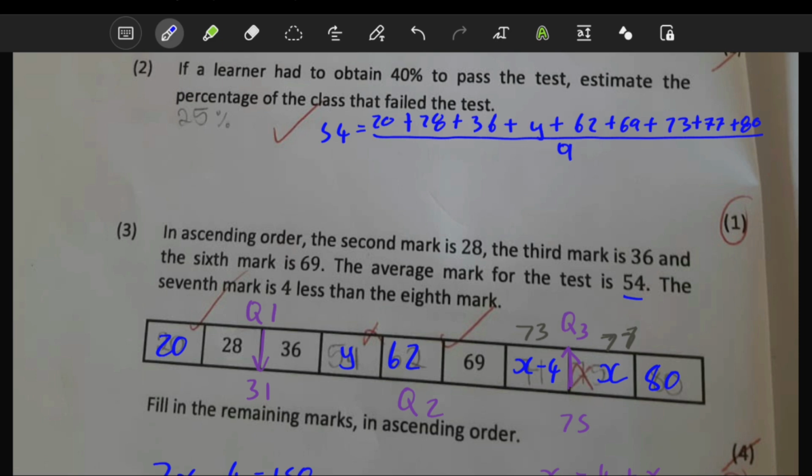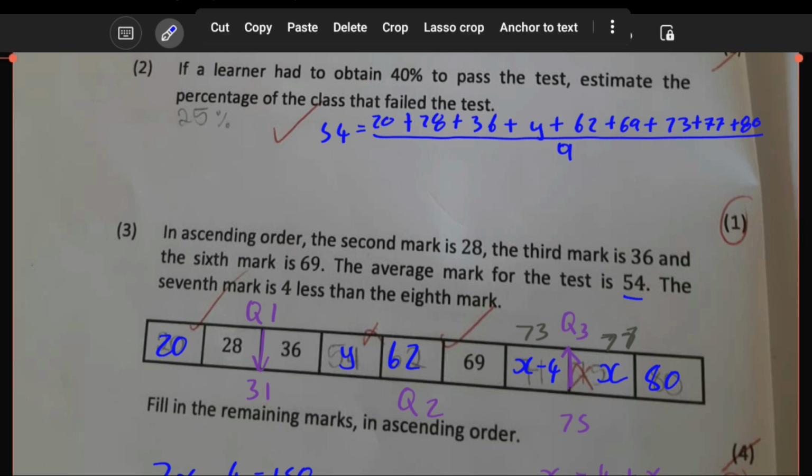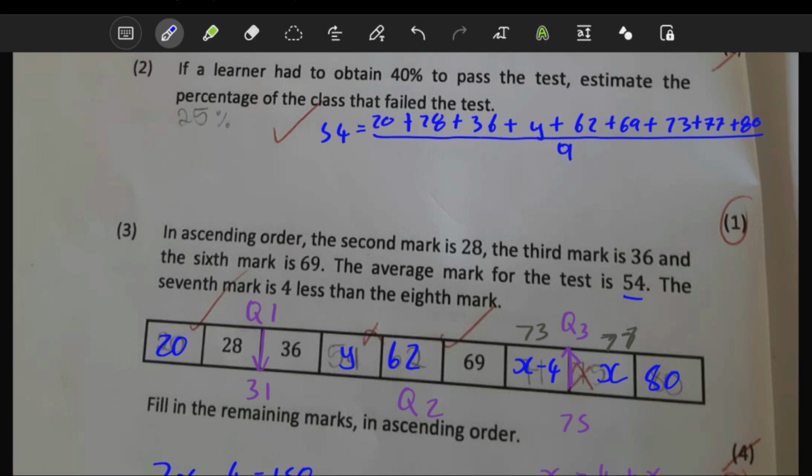So plus 28 there, plus 36, plus 62, plus 69, plus 73, plus 77, plus 80. Okay, this is like 445, right? So 445 plus y over 9 is equal to 54. If you multiply both sides by 9 to get rid of the 9 there, 54 times 9 equals 486. So 486 is equal to 445 plus y.